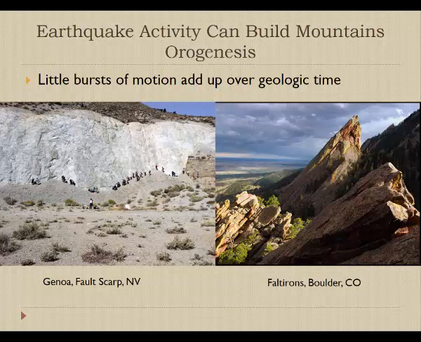So here's an image of the Flatirons, which is part of the Rocky Mountain range outside Boulder, Colorado, and you can see how this rock is sticking up out of the landscape, and it's sticking up because of past earthquake activity.